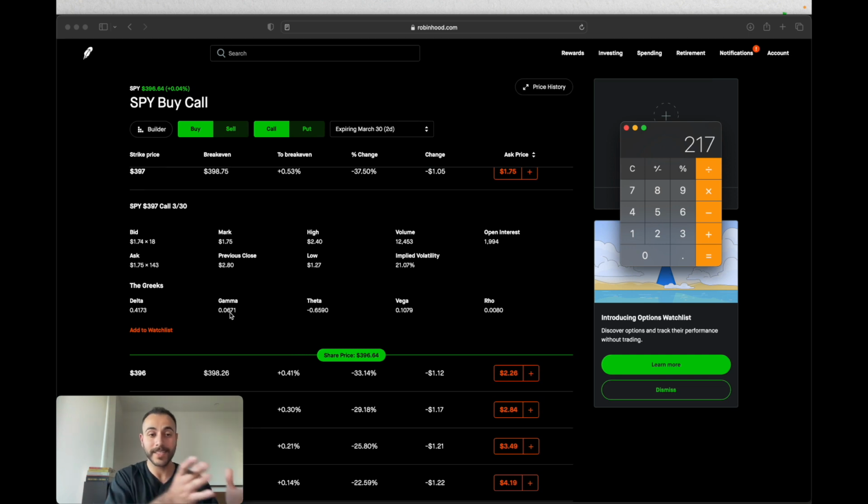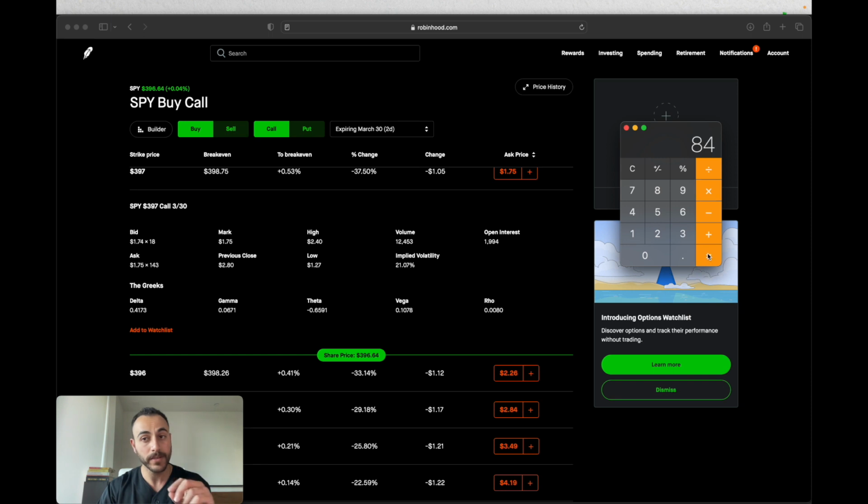Now that we know what delta is, we have to talk about gamma. Gamma is an assistant to delta. So delta gives you how much you're going to make on every dollar that the stock goes up or down. Gamma tells you how much you're going to make per second dollar that the stock goes up. So say SPY goes up by $2. In this case, you would make not 42, you would make 84. Why? Because it went up by $2. So you take 42 times 2.